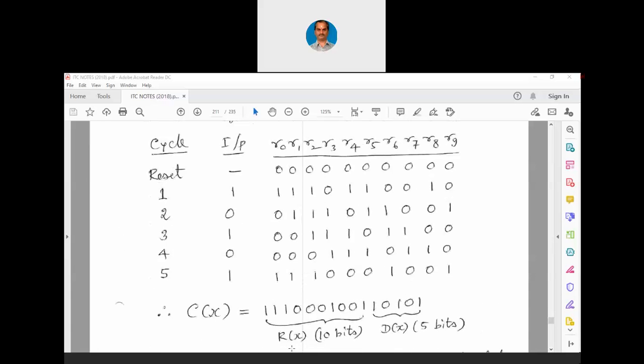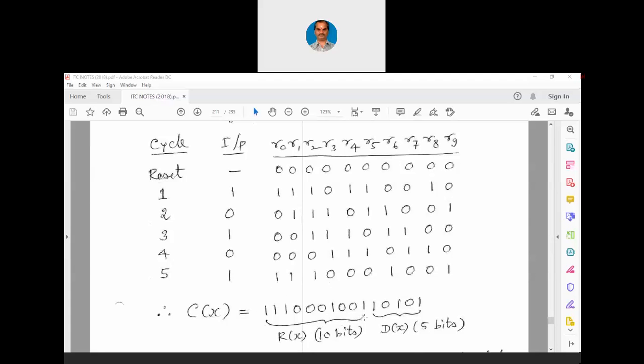So R of x is 111000101. You can see the last line here. At the end of the 5th clock cycle, it is 111001001. That is the remainder polynomial as such when we go for a polynomial division. And d of x is 10101. This is going to be the code vector now. 111001001 followed by the data bits is the complete code vector that is transmitted in the channel. Now we have generated these remainder bits, or R of x, using the circuit.